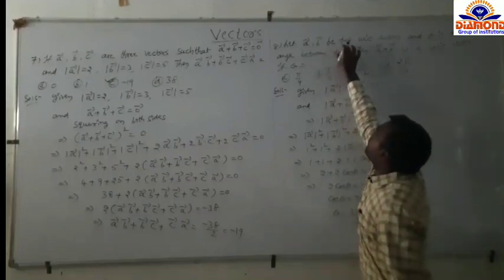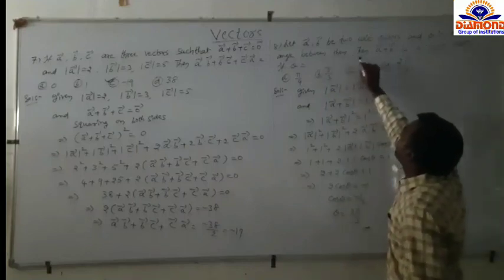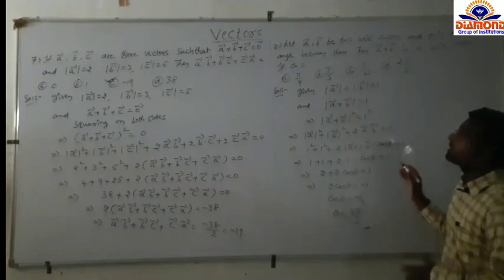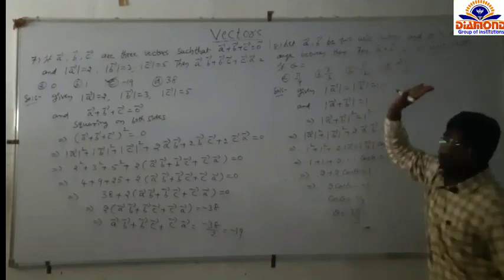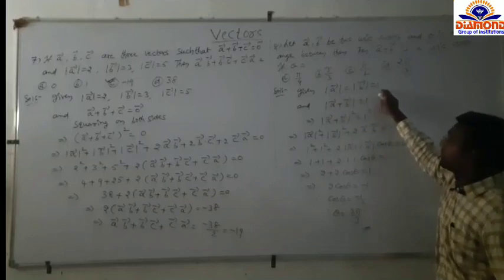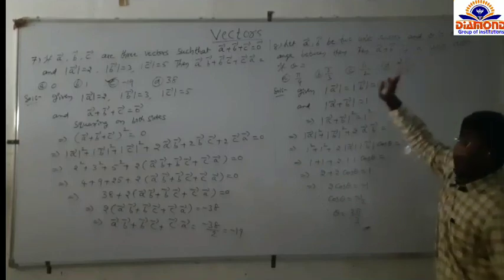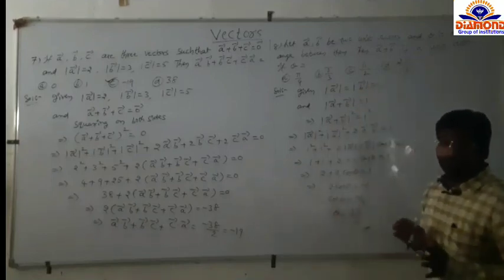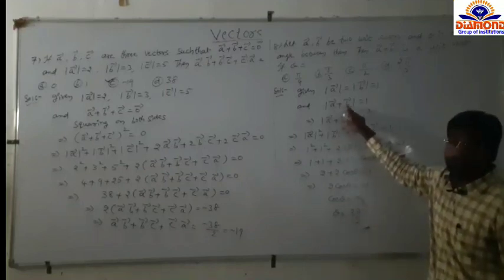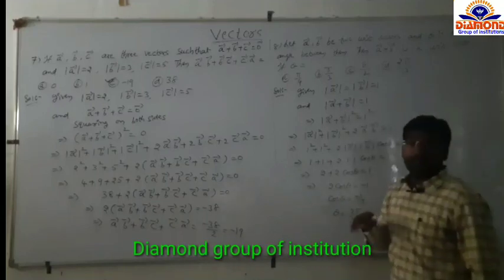Let a, b be 2 unit vectors and theta is the angle between them. Then a + b is a unit vector if theta equals what? So here the given condition: a and b are unit vectors. Unit vector means magnitude is 1. So |a| = 1, |b| = 1. And one more condition, a + b is a unit vector, which means |a + b| = 1. Using this condition, you have to find the theta value.